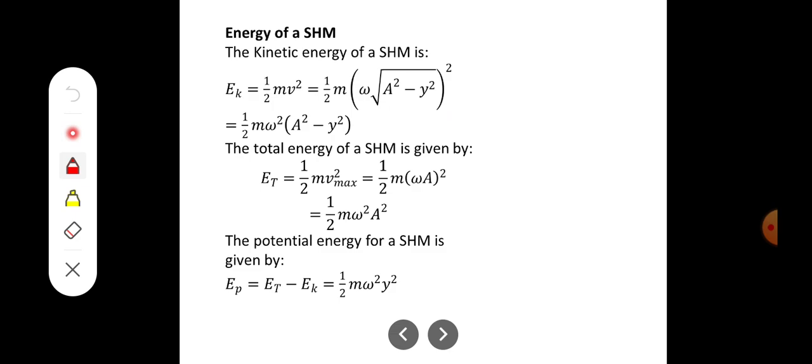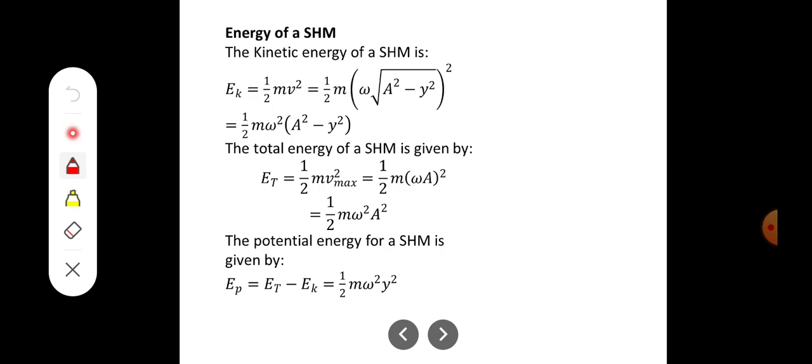Okay, so that now leads us to energy of a simple harmonic motion, which is what we've seen in the previous question. Here it says the kinetic energy of a simple harmonic motion, EK, is half m v squared, of course. But remember that your v is omega square root of a squared minus y squared. So if we substitute that, squaring it, we are going to get kinetic energy to be half m omega squared times a squared minus y squared.